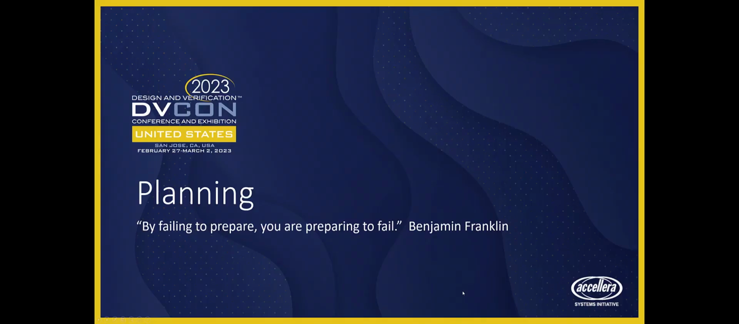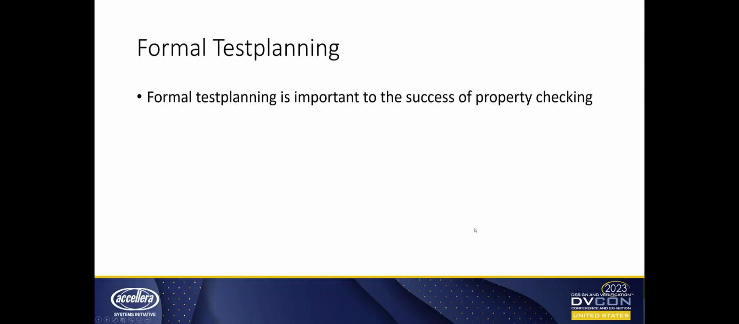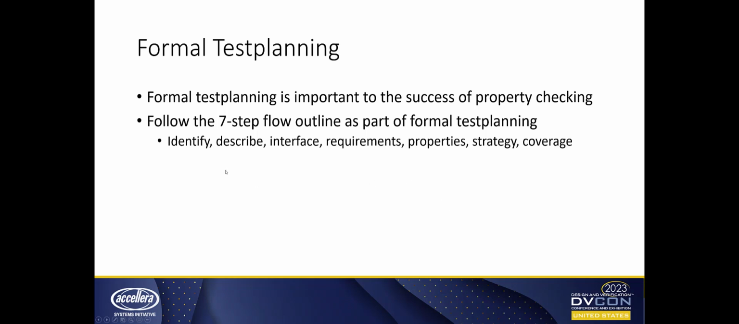Let's take a quick look at formal test planning. Test planning is an integral part of your property checking planning. There's a 7-step flow you can follow. You want to identify the blocks that you're going to verify with formal. Then you're going to describe the spec. You're going to develop the requirements from that spec. And only then do you write your properties. Once you have your properties in place, then you're going to strategize what type of formal test bench you're going to use and the coverage metrics you're going to collect.